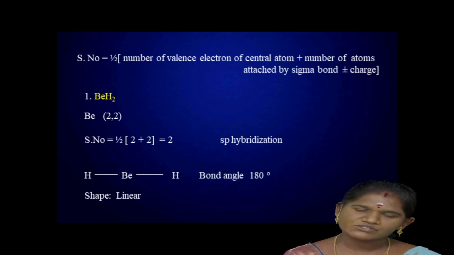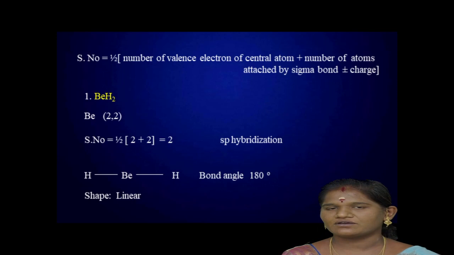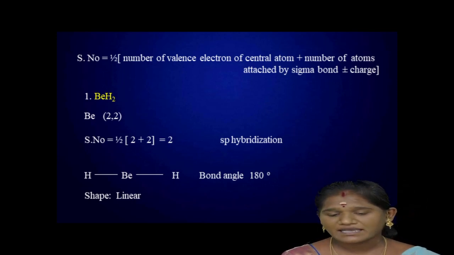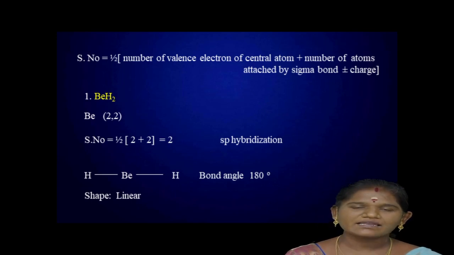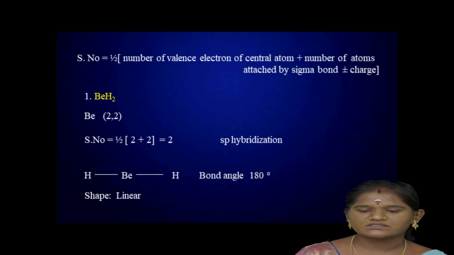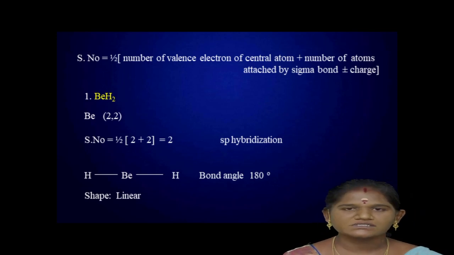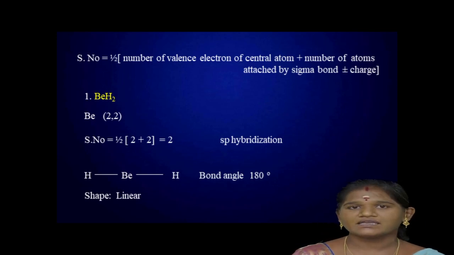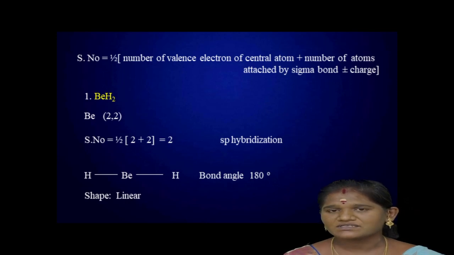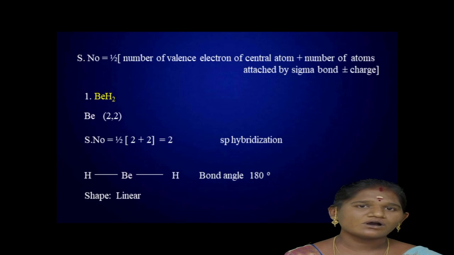If the steric number is 2, we are getting sp hybridization. If the hybridization is sp, the geometry of the molecule will be linear. So the bond angle between the two B-H bonds will be 180 degrees. By using this VSEPR theory, we can predict the geometry and also the bond angle.